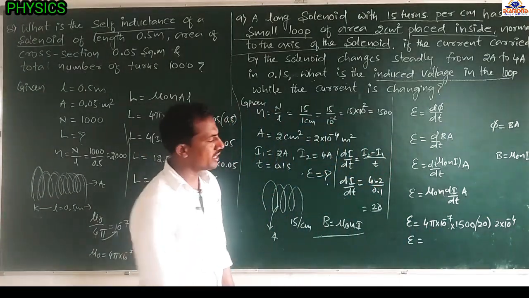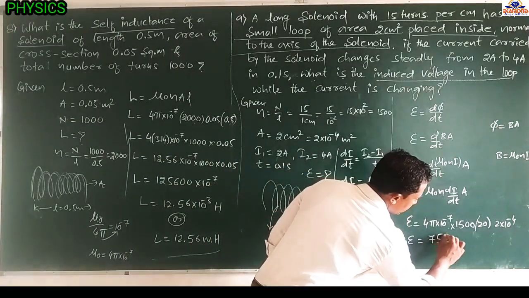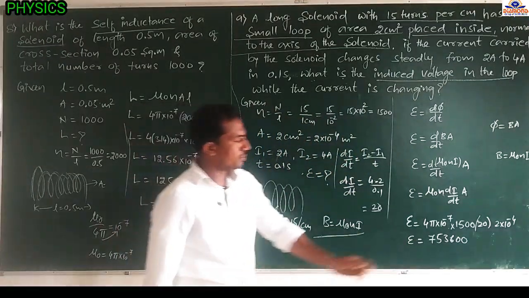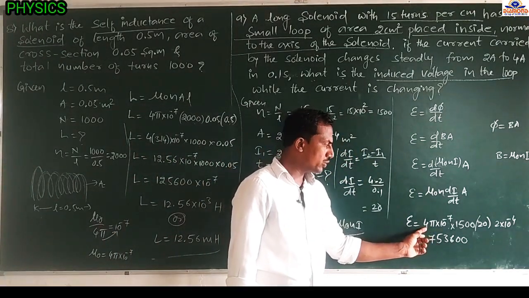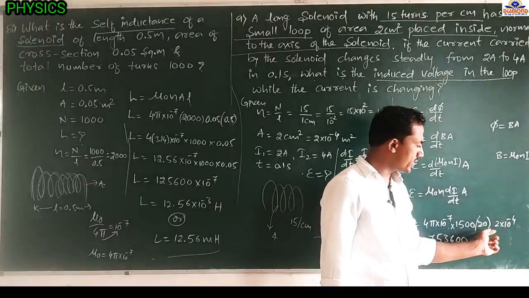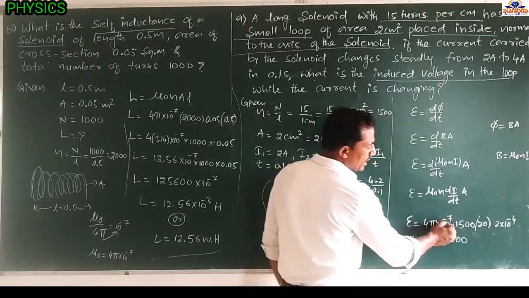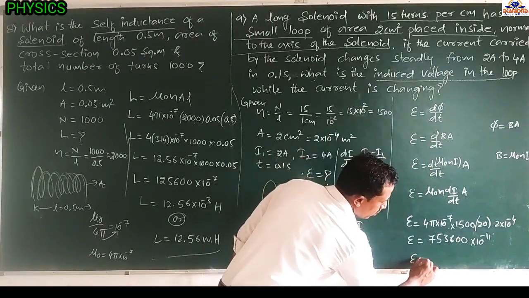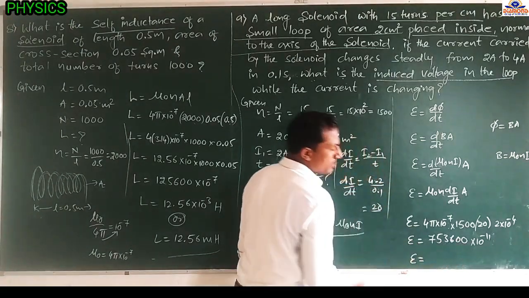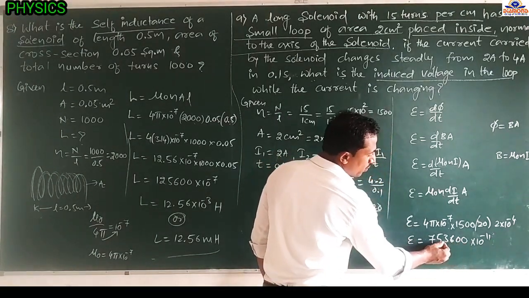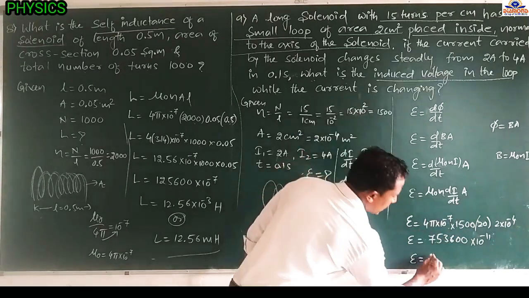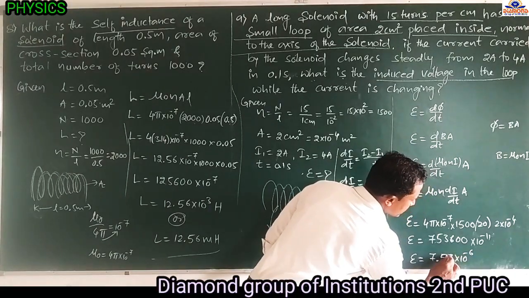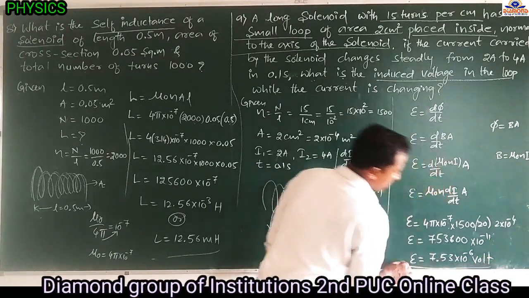If you multiply, we get the value 753600. We can write in words: pi value is 3.142 multiplied by 4 into 1500 into 20 into 2. Then we get 10 to the power of minus 7 minus 4, then 10 to the power of minus 11. Then, if we take the point backside, we can write 1 2 3 4 5. Power is decreased, then 7.53 into 10 to the power of minus 6. EMF is measured in volt.